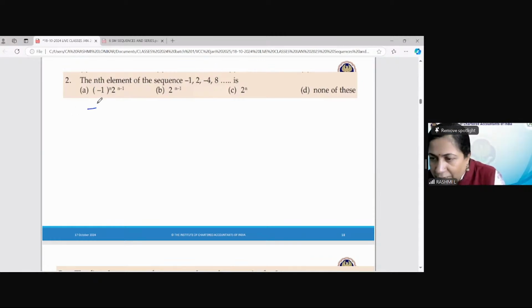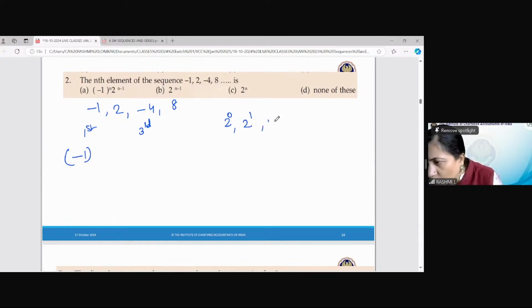Now -1, 2, -4, 8. Can you see that the negative sign is on the first and third terms? So I will have -1 raised to something. Now what is the second term? I can write -1 into something: that is 2 raised to 0, 2 raised to 1, 2 raised to 2, and 2 raised to 3. Okay. This is what?